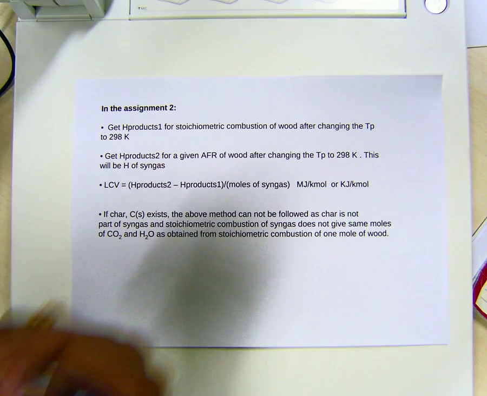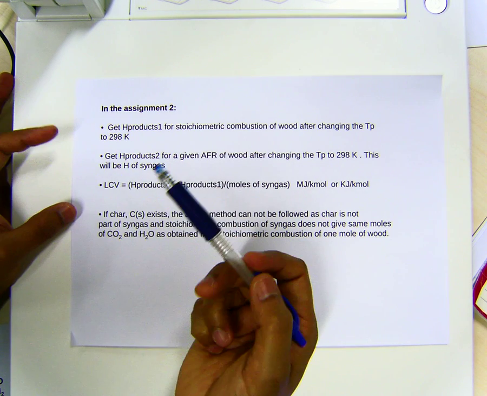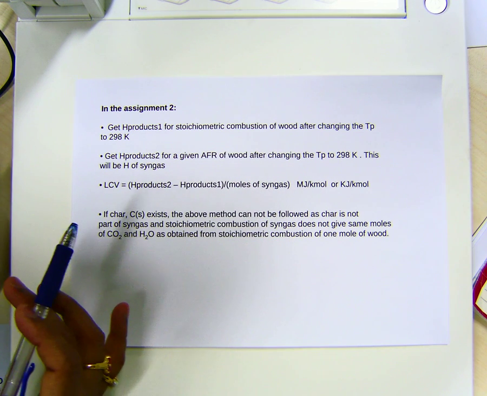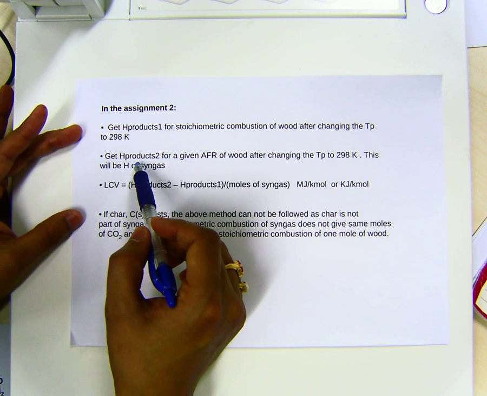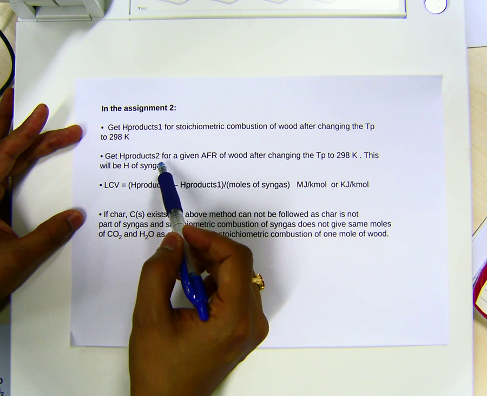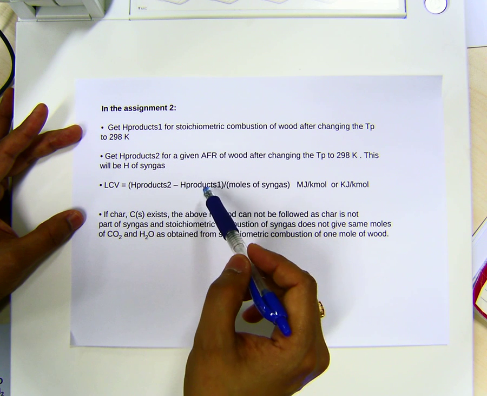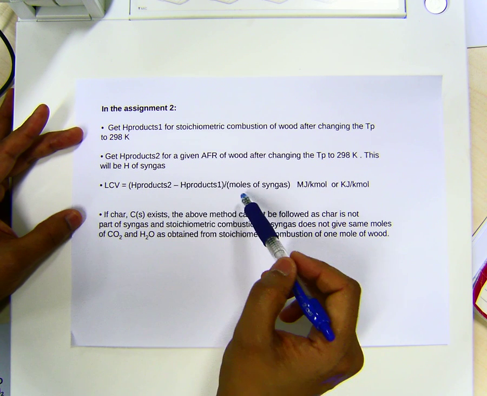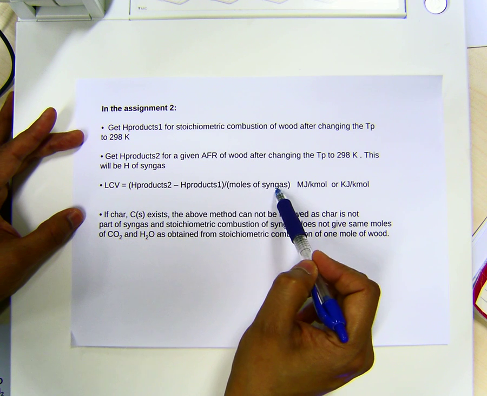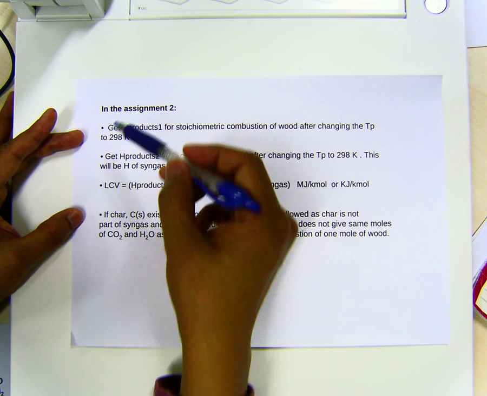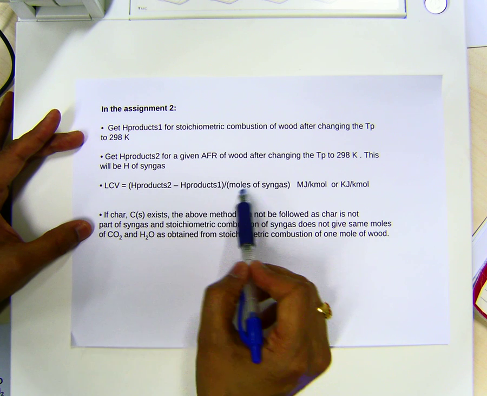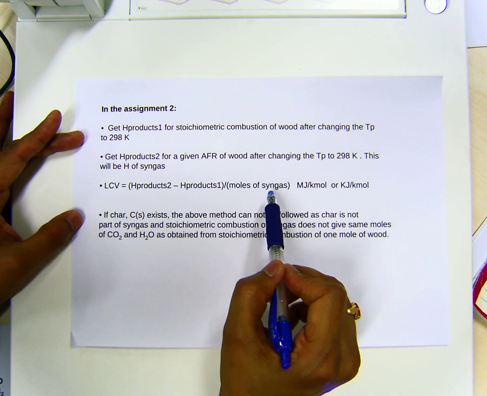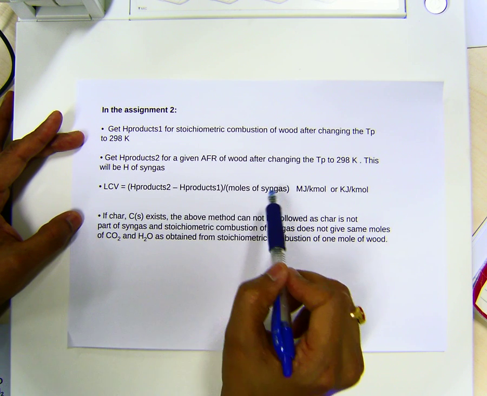Then, as we observed in the first step, we have H reactants, which is here as H products 2, and we have H products, that is H products 1, and we also know the number of moles of syngas. So directly from the two steps we get H reactants and H products, and we know the number of moles. Then you can get the LCV of the syngas.